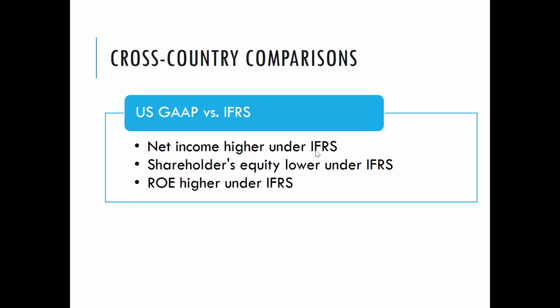We did have some issues around GAAP versus IFRS. I think we did mention that GAAP tends to produce lower net income, so net income tends to be higher under IFRS. Equity, or book value, tends to be lower under IFRS, which by definition would mean that return on equity tends to be higher under IFRS. So again, these are some of the issues.